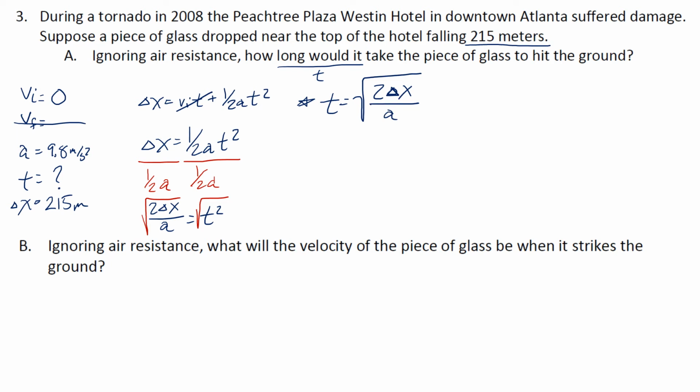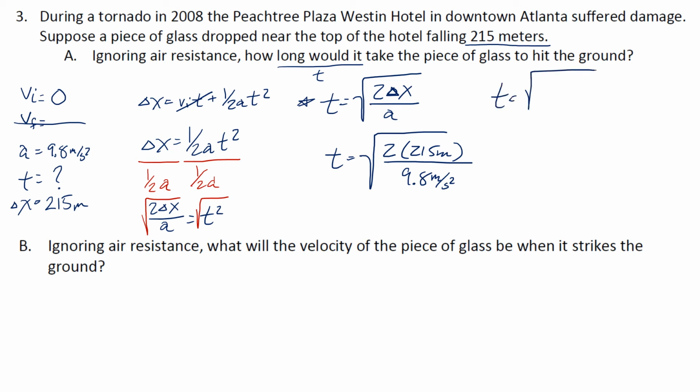So now all I got to do is plug in, right? T is equal to the square root, the whole thing, of 2 times 215 meters divided by 9.8 meters a second squared. If you plug that into the calculator, you would have found that t is equal to the square root of 43.88. So that means seconds squared. That means t is equal to around 6.62 seconds. Awesome. One down. What about the other one?